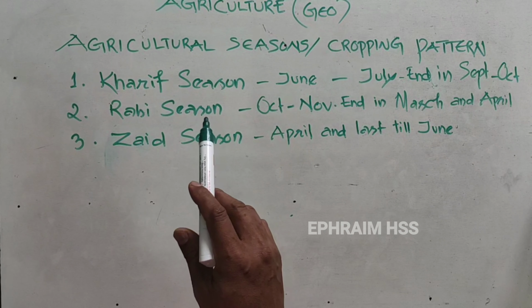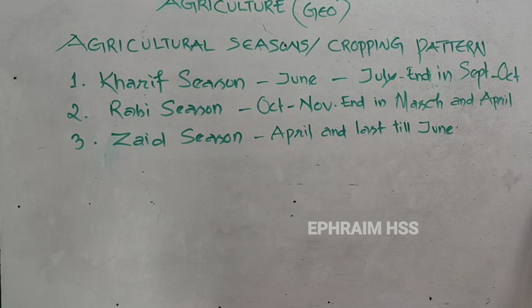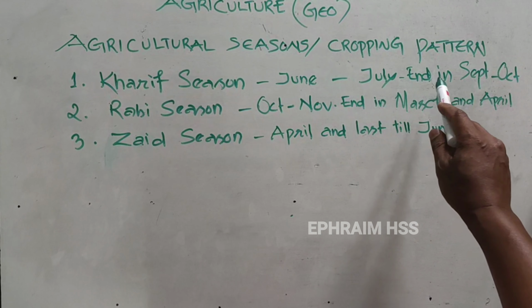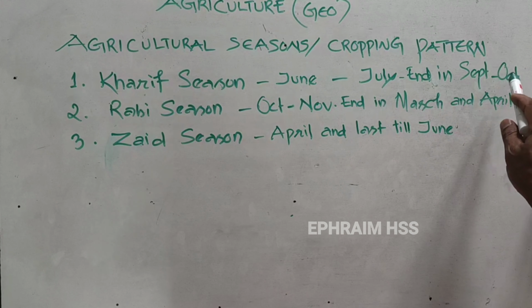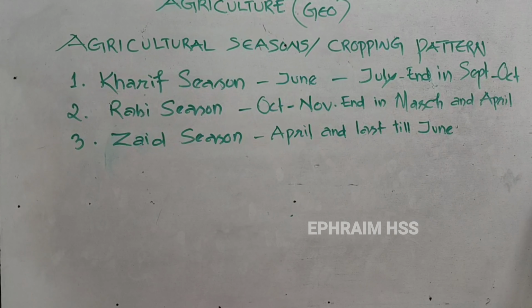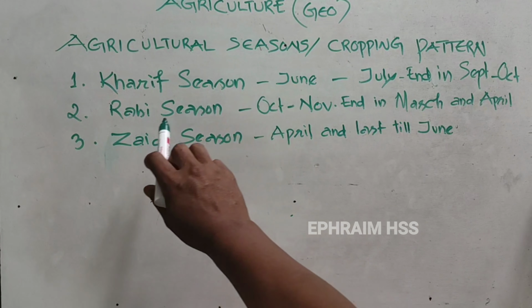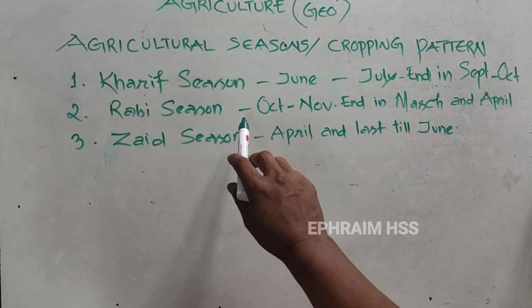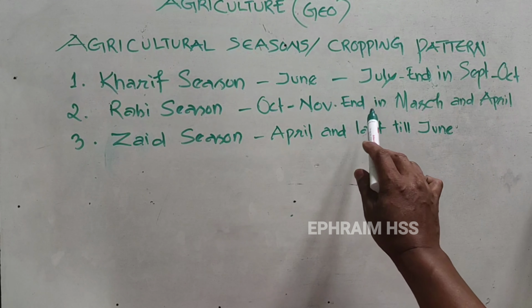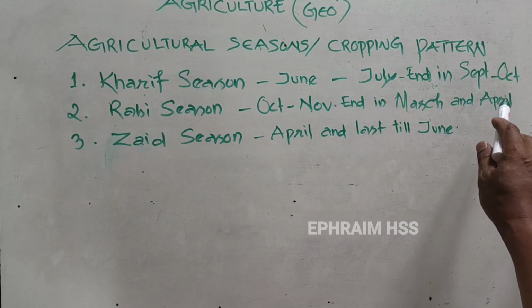Kharif season is associated with the onset of the southwest monsoon in the month of June to July, and it ends in September to October. And crops such as paddy, maize, jowar, bajra, etc. are grown in this season. The next one, Rabi season. This starts in the month of October to November and it ends in March and April.